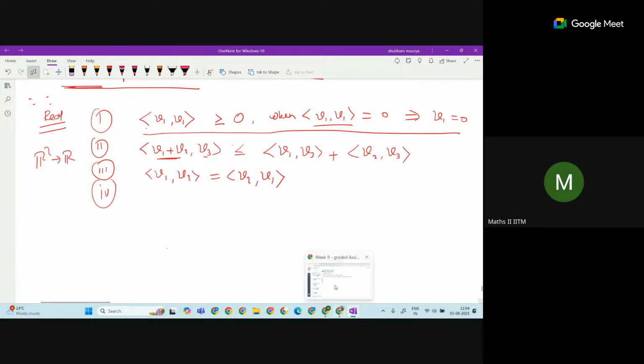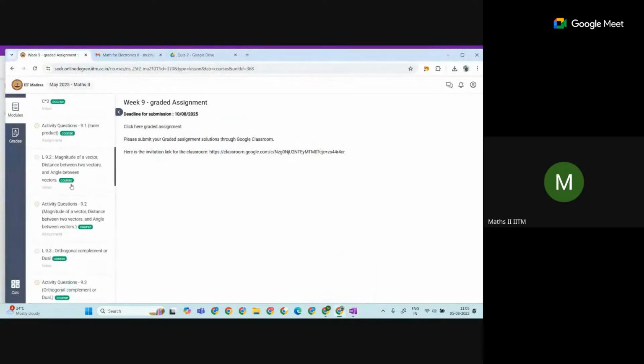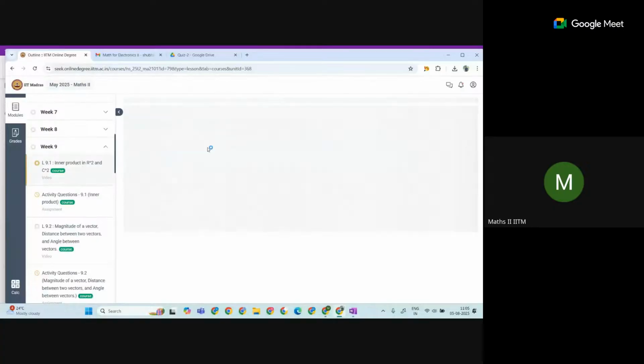And one more definition is there. Let me check once. I think only three definitions? Sorry, three rules are there.